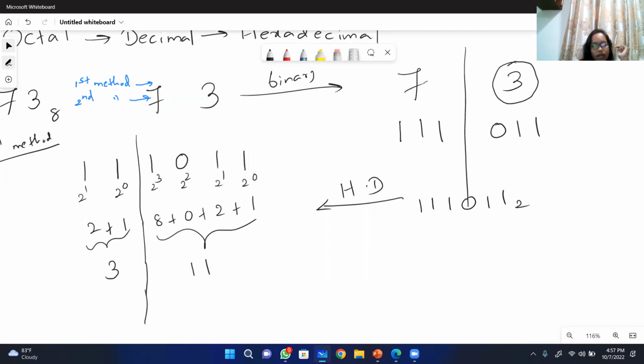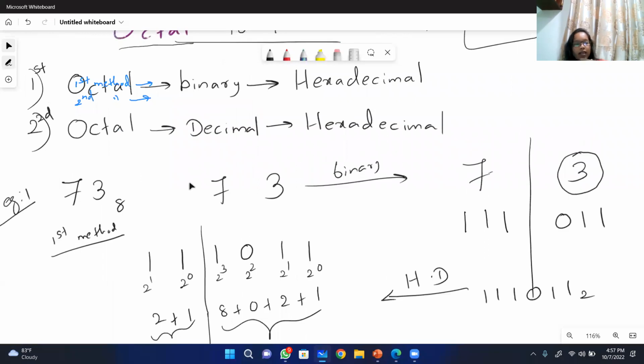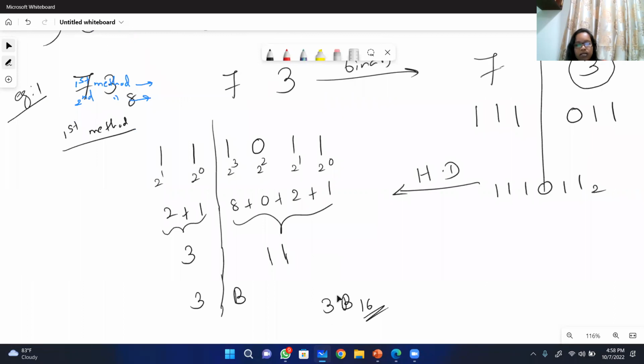So can we have a number like 11 in hexadecimal? No, teacher, it should be written as B. Yes, it should be 3. And what is the relevant character? B. Is that so? Right. 3B, the base is 16. This is the hexadecimal value of this particular octal number. Right. Got it? That is the first method. So we got this answer.